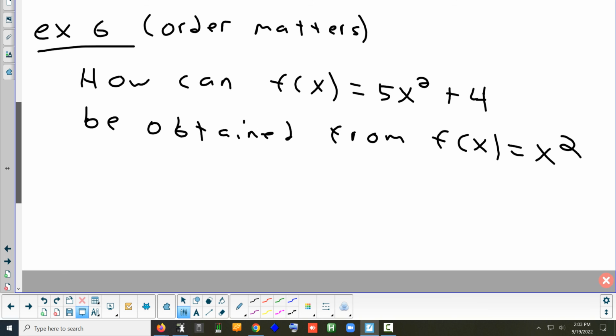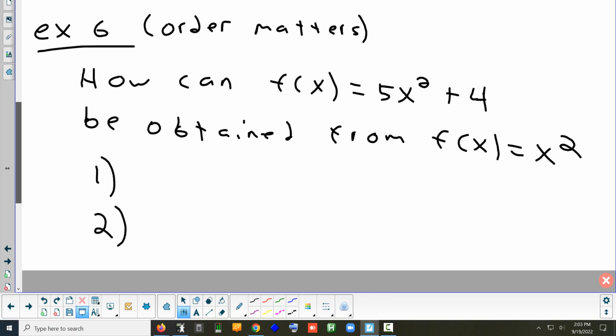So it says, how can 5x squared plus 4 be obtained from y equals x squared? All right. So Jenna, first of all, how many transformations are we doing to turn x squared into 5x squared plus 4? Not sure. Anyone help out? Yeah. 2. Can you tell me what told you it was 2? The 5 and the 4. The 5 is going to do something, and then the plus 4 is going to do something else.